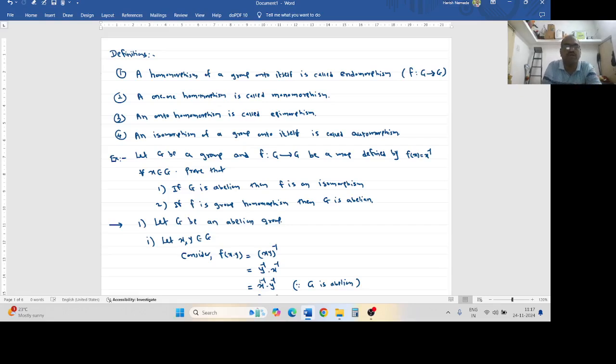Now we see some definitions. A homomorphism of a group onto itself is called an endomorphism. म्हणजे डोमेन आणि कोडोमेन दोन्ही सारखे असलेला ग्रुप होमोमॉर्फिझम म्हणजे त्याला म्हणणार आपण एंडोमॉर्फिझम.